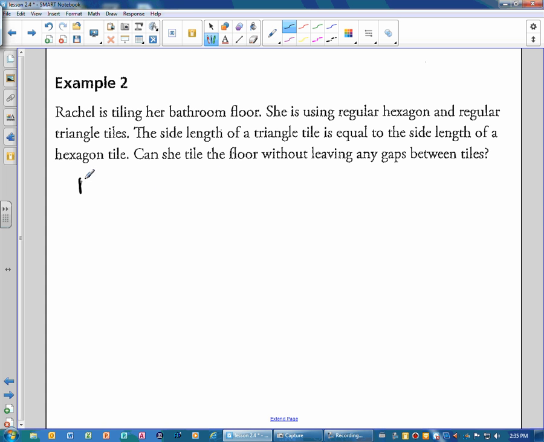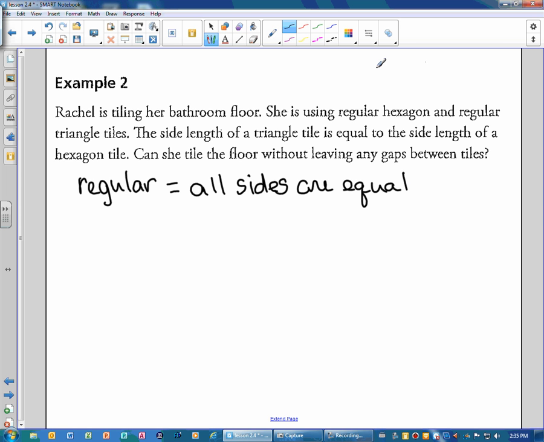Okay, let's talk about the word regular, because actually they've used that on purpose. If they tell you that a shape is regular, they are telling you that all the sides are equal. So a regular hexagon, 6-sided, 2, 3, 4, 5, 6, it would mean that every side measured exactly the same, and a regular triangle would mean it was an equilateral triangle, because that's important, okay? Because if it wasn't regular, then you wouldn't know if it fits or not, because the sides could be all over the place.